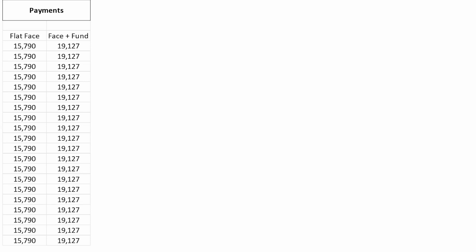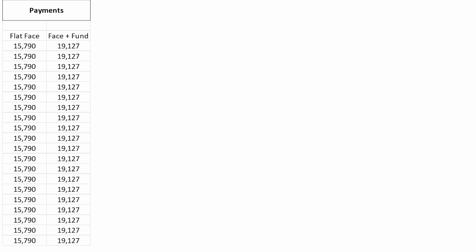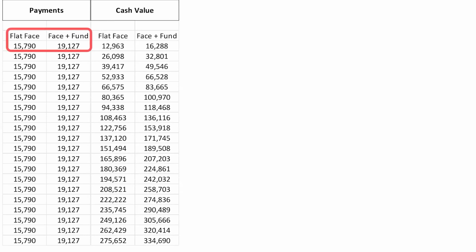Now let's analyze what the numbers show us. An engineer would focus on two critical assumptions here. The first thing we focus on in our model is the price. I should have showed that first. So the price for these two are different, 19,127 versus 15,790. And the next thing we go to is the cash value.